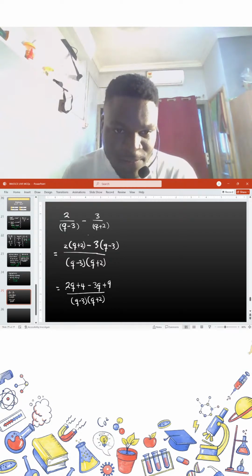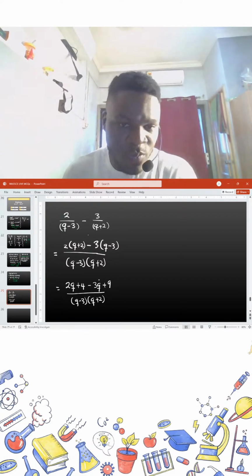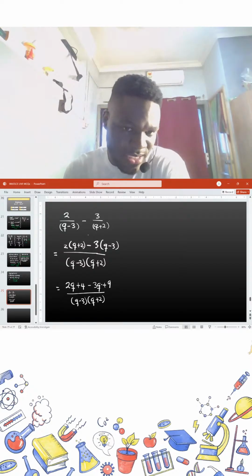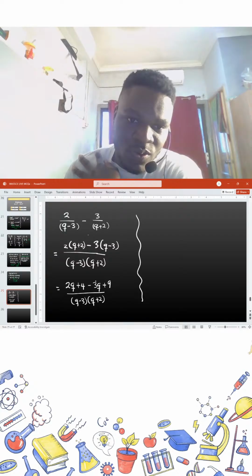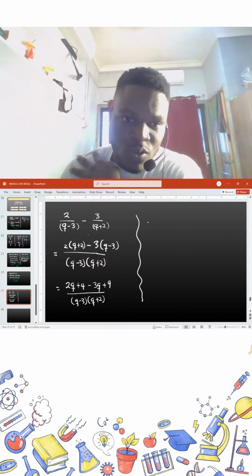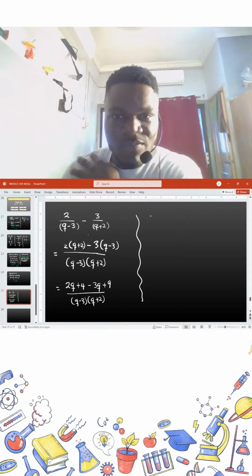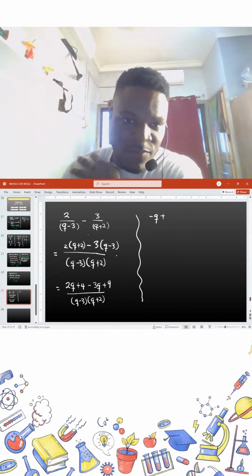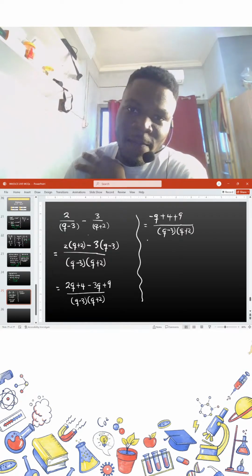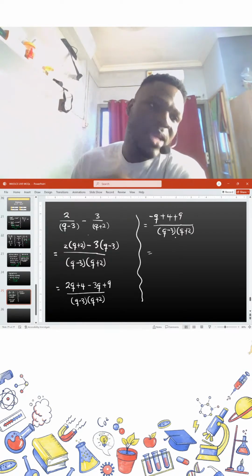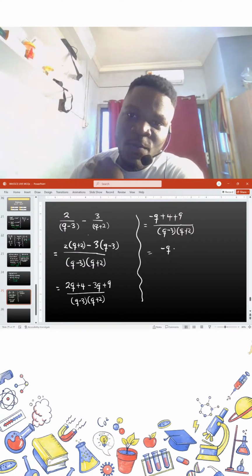So I can see some common factors over here. I can see 2q and then negative 3q. So I simplify that. 2q plus negative 3q will give me negative q. Then plus the 4 that I have over here, plus the 9, all over q minus 3, q plus 2. Now from here, you can see that we have 4, we have 9. We simply add, and that will give me 13. So I have negative q plus 13 all over q minus 3, q plus 2.